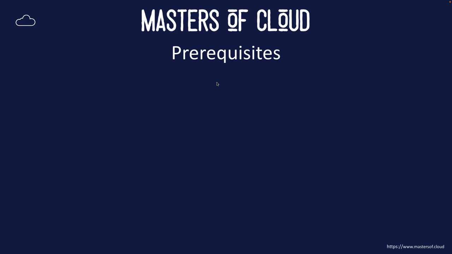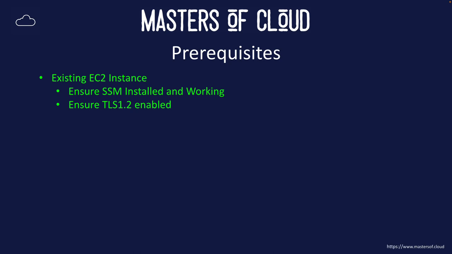We'll just touch briefly on the prerequisites to ensure that this is a success. First and foremost, it should be an existing EC2 instance that you are trying to upgrade. We need to ensure that SSM is installed and working on that existing instance. The existing instance itself must be able to support TLS 1.2. It must have a minimum of 20 gigabytes of free disk space on the system or the root volume.